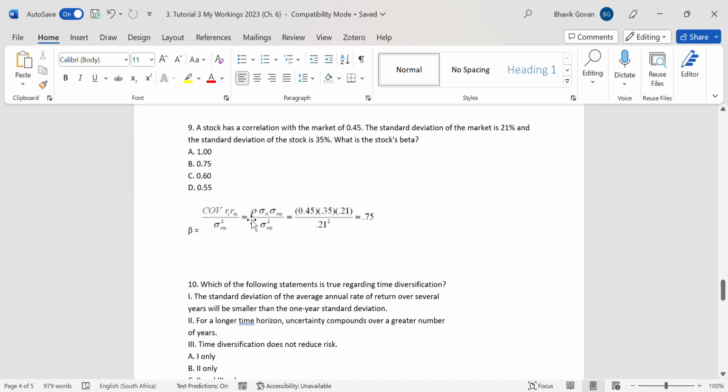But anyway, the covariance between the stock and the market, it'll just be your correlation coefficient times the standard deviation of the stock times the standard deviation of the market over the variance of the market. Plug in the numbers and you should get 0.75 as your answer.